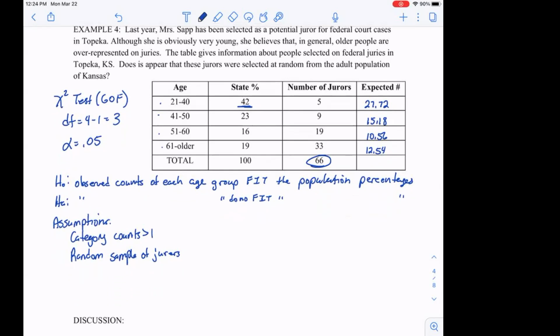Okay. What's our next one? Large counts. My expected values are all greater than or equal to 5. That is true. And lastly, independent. So 66 is less than 10% of technically all Kansans who would be available for a federal jury.